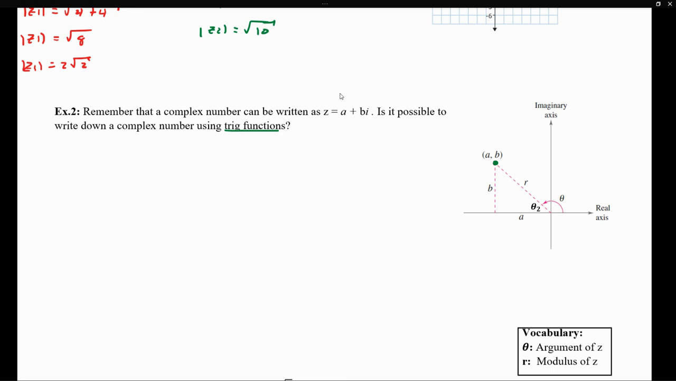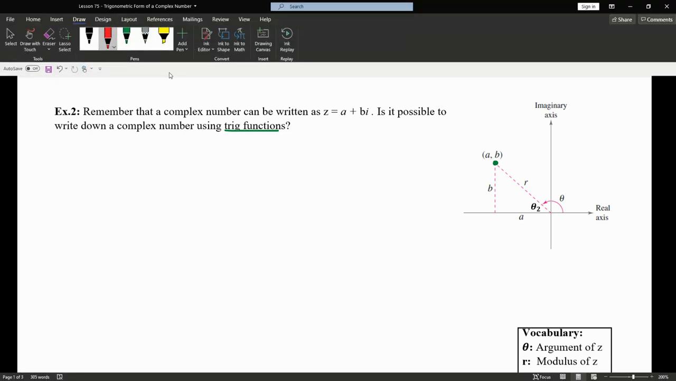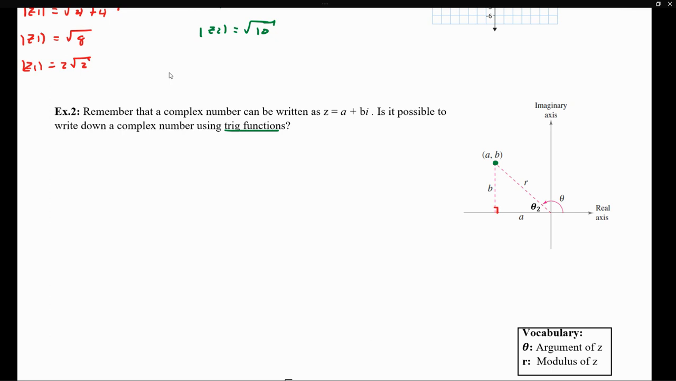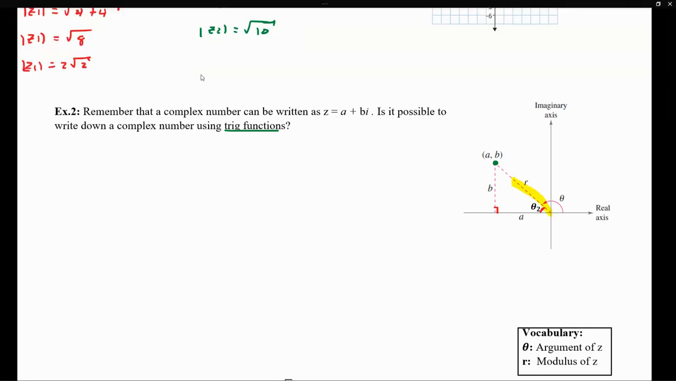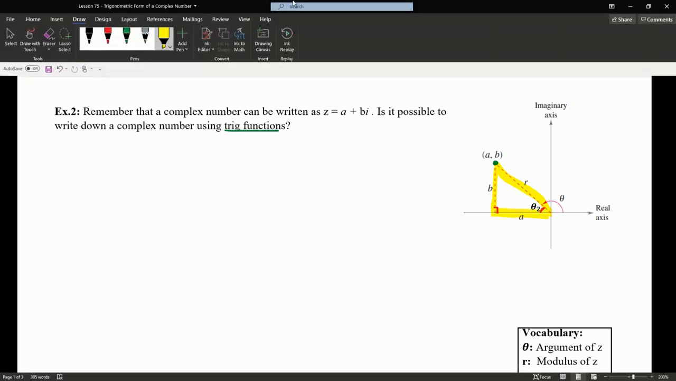So how can we think about this? Is it possible for me to represent this number using trigonometric functions? Well, the first thing that you might notice is this. We can create a right triangle. And we can think of theta 2 as being my reference angle. So I'm just going to concentrate on this right triangle right here.